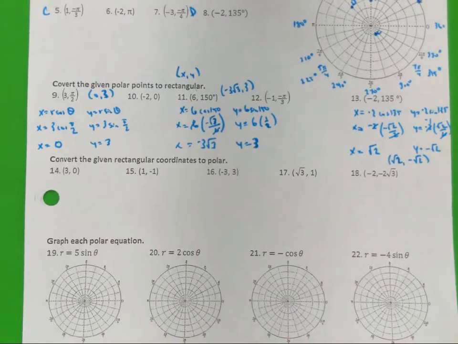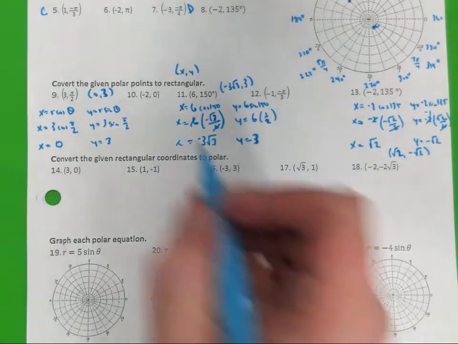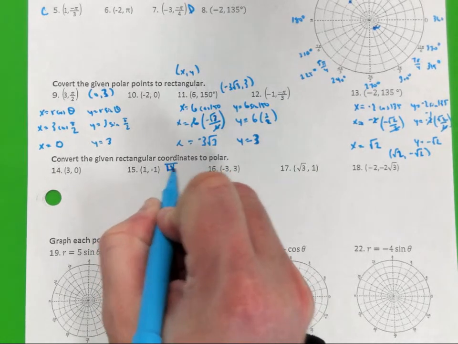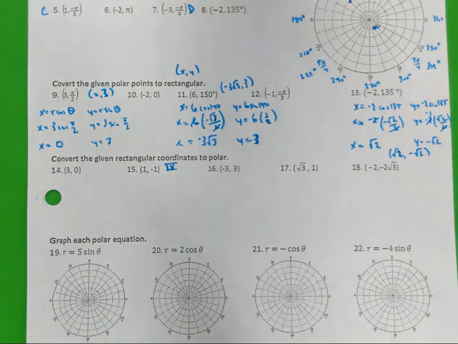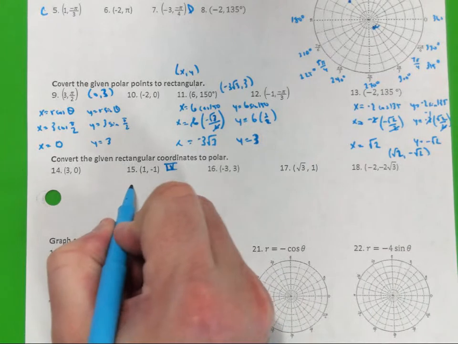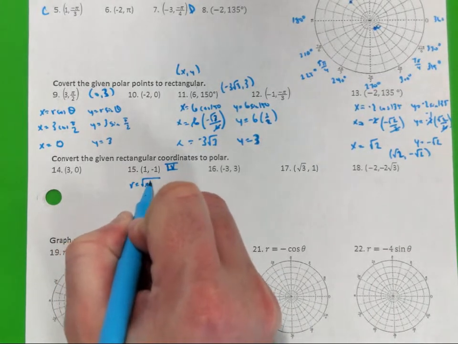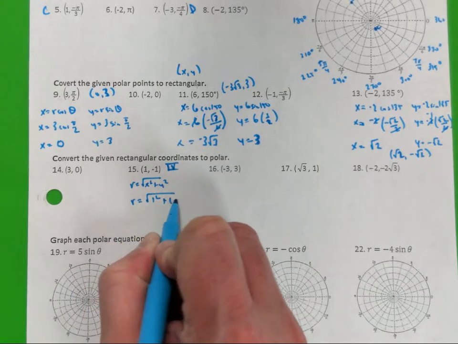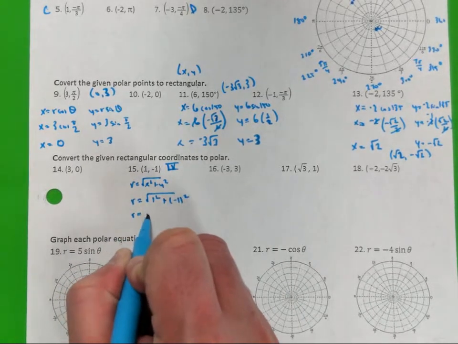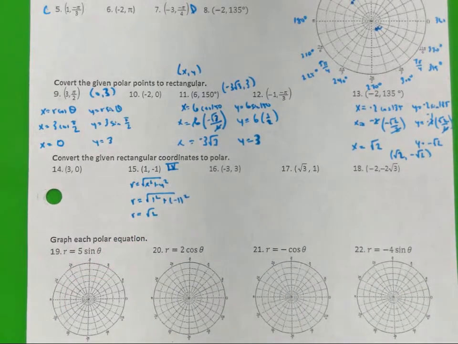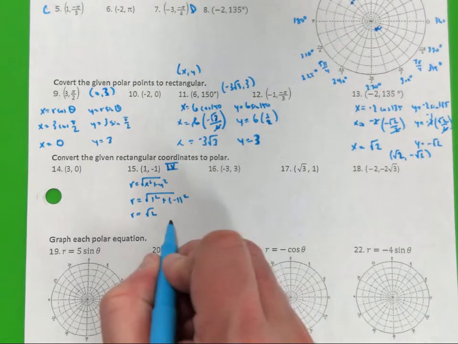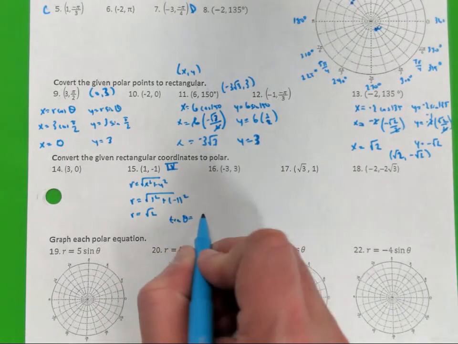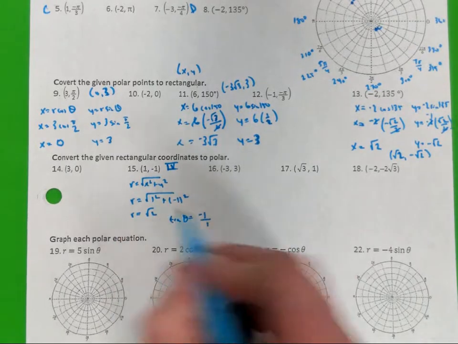What's (1, negative 1)? What quadrant would that be in? Quad 4. Very good, quad 4. And we're going to talk about how that plays an effect in a minute. All right, so now r equals the square root of x squared plus y squared. 1 squared plus negative 1 squared is square root of 2. Do you agree?